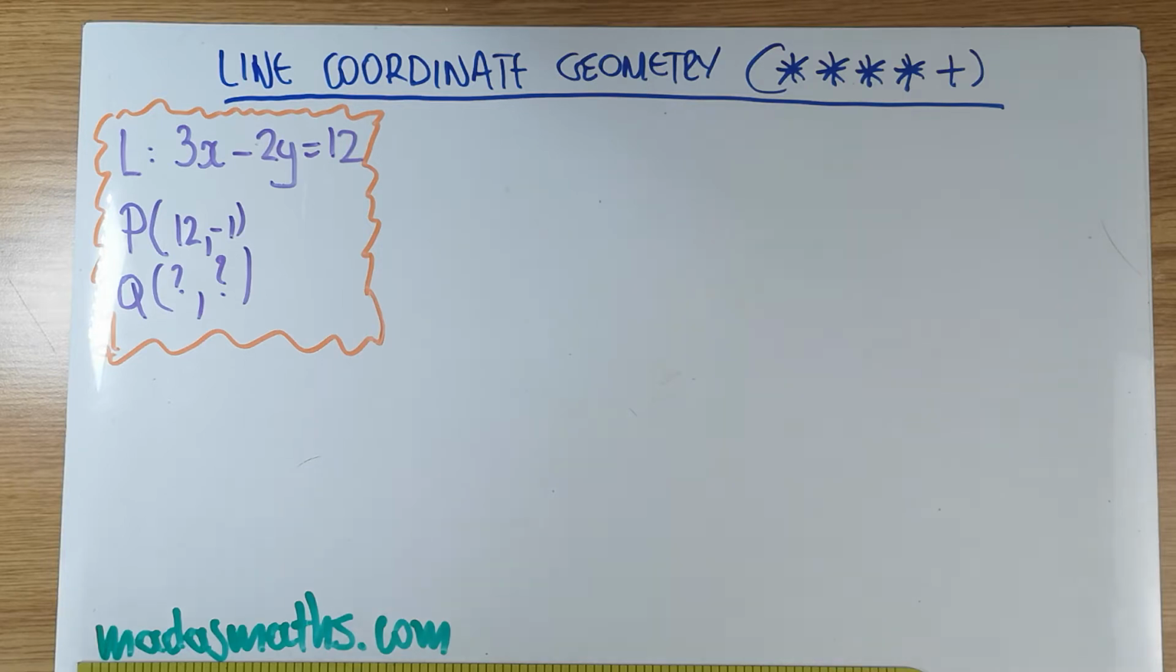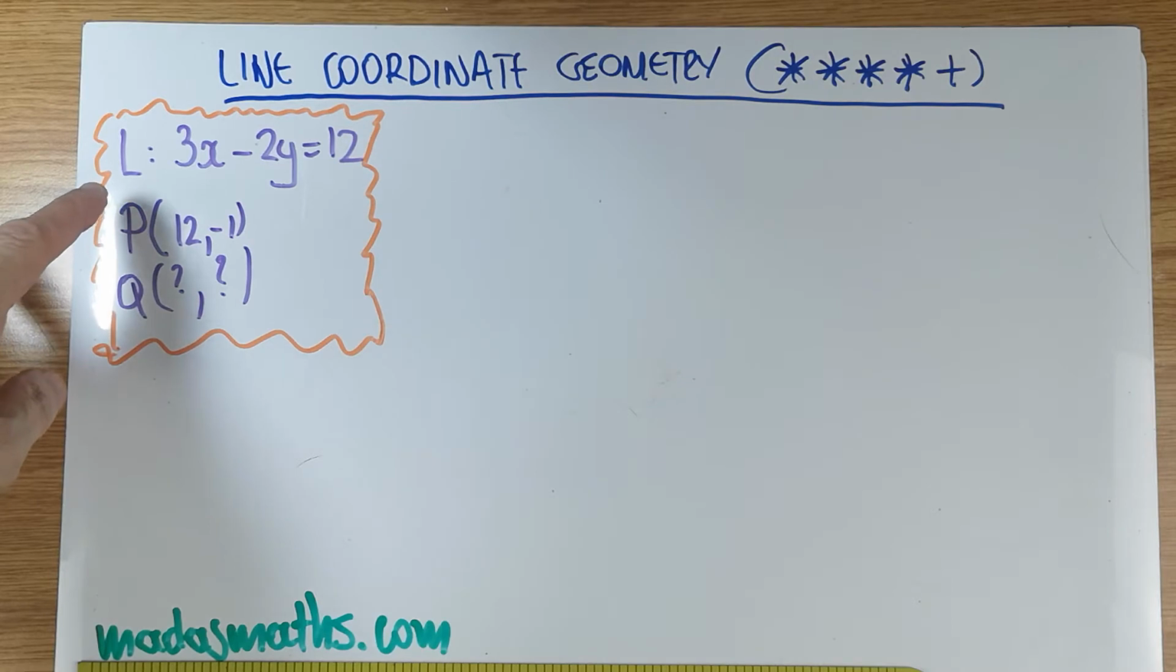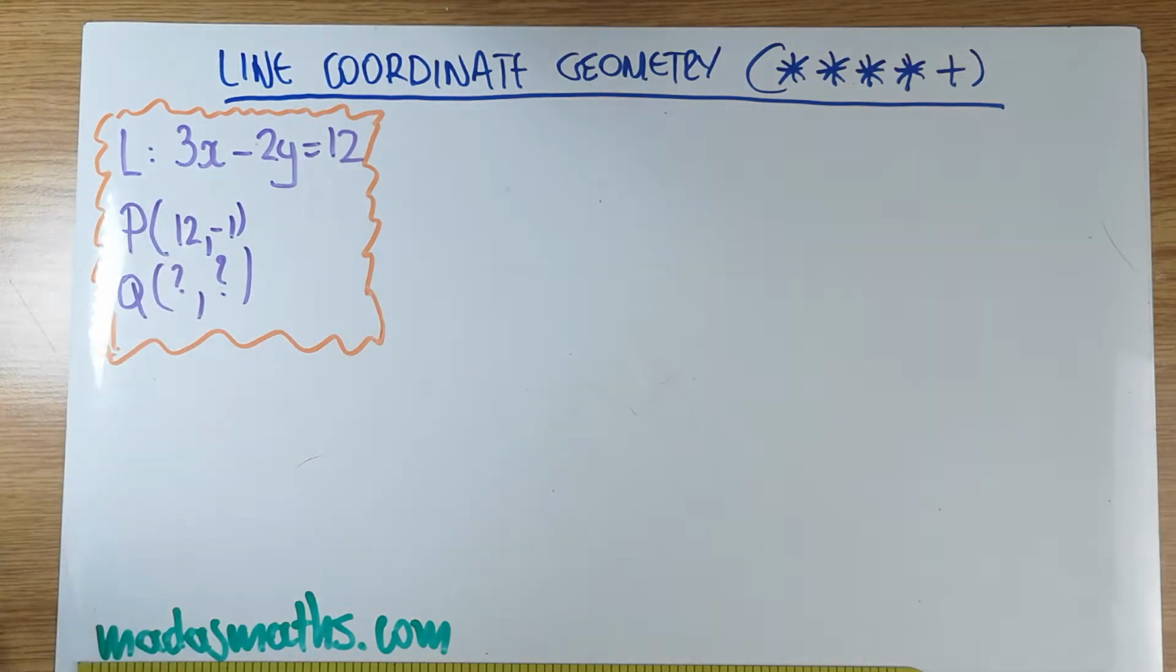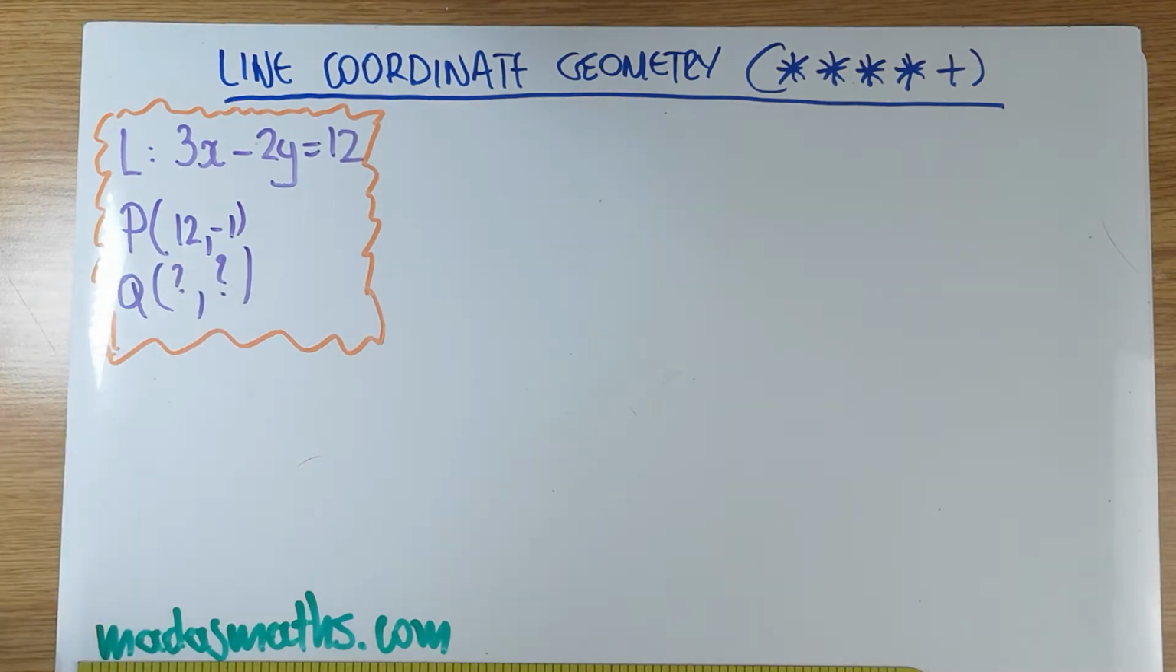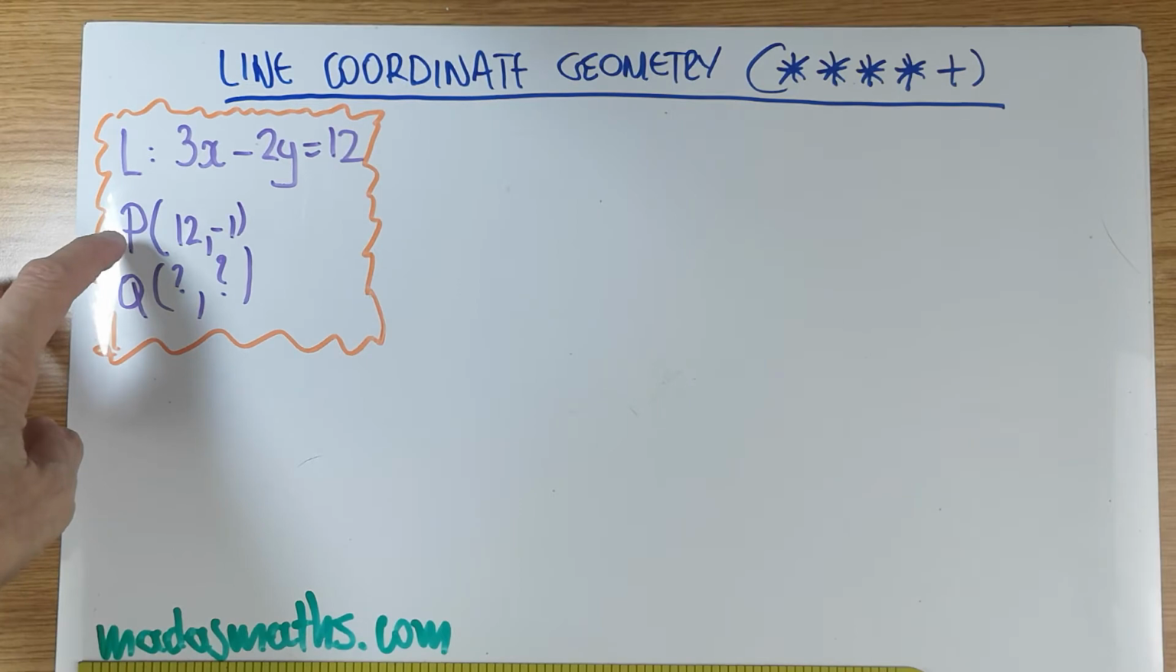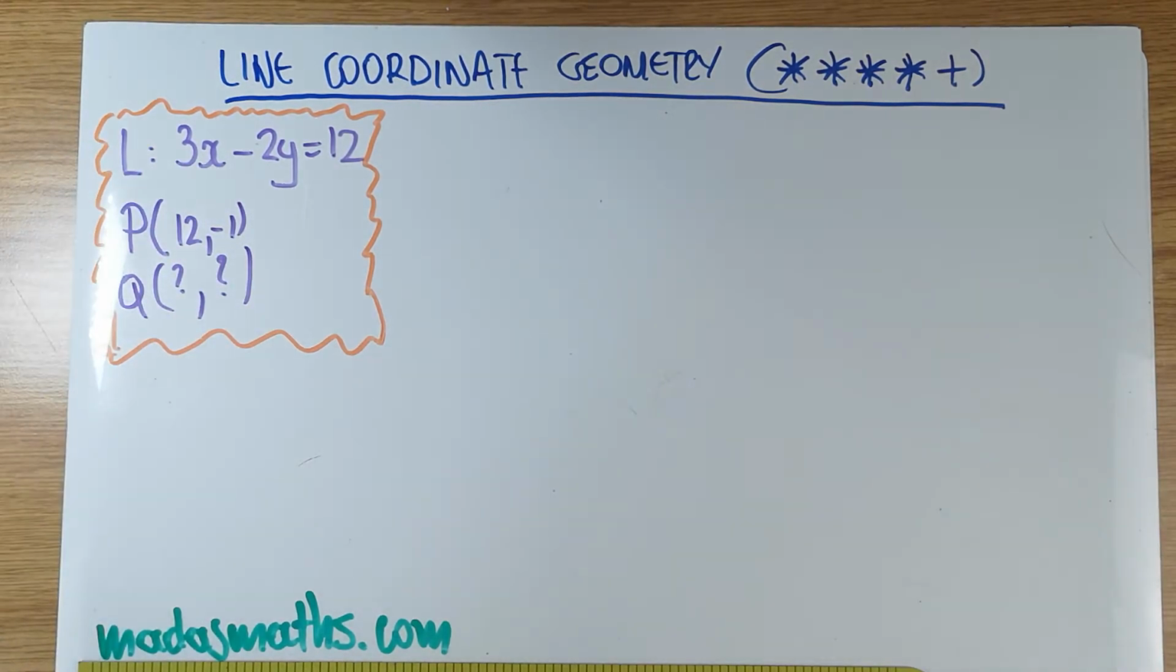We have the straight line L whose equation is 3x minus 2y is equal to 12. The point P has coordinates 12, minus 1. If that is the case, can we find the reflection of the point P about this particular line? So the question now is, where do we start with something like this?